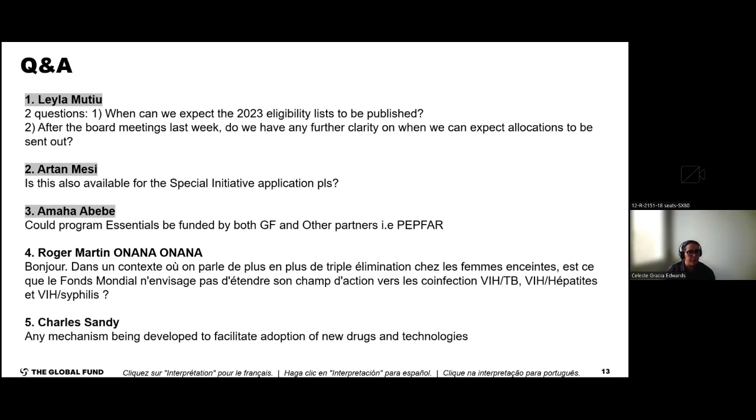Question number 5 is: is any mechanism being developed to facilitate adoption of new drugs and technologies? Yes, you will see in the program essentials, there are some that are specifically for adoption of new drugs. For instance, in tuberculosis, you are going to see the emphasis on shorter TPT regimens, and also shorter DR-TB regimens. So it is there as well. Also for technologies, for instance, use of WHO recommended molecular based tests is also one of the program essentials. So yes.